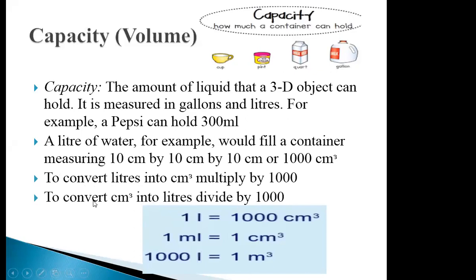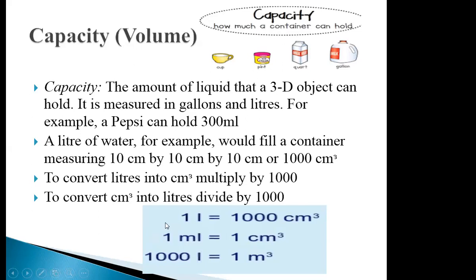So to convert liters into cubic centimeters, you multiply by 1000. To convert cubic centimeters into liters, you divide by 1000. These are a few conversions you need to keep in mind, and you will be using these in your question number 3 and 4, right? So please make sure you make a note of it somewhere.